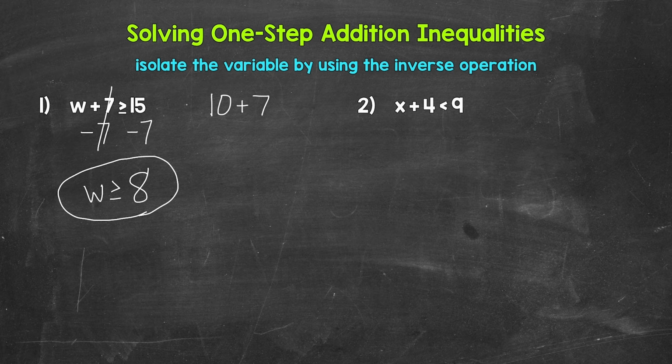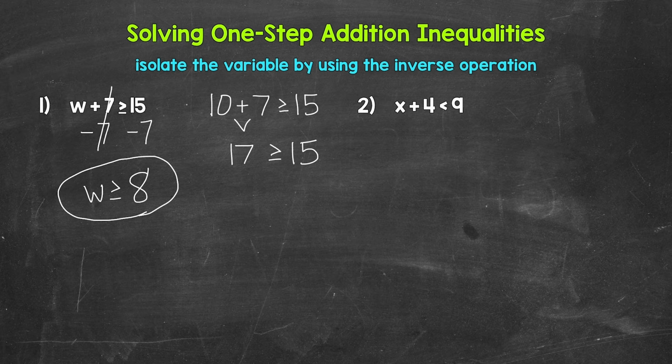So we have 10 plus 7 is greater than or equal to 15. 10 plus 7 gives us 17. 17 is greater than or equal to 15. So 10 does make this inequality true, along with any other number greater than or equal to 8. So we are correct here. Our answer for number 1, w is greater than or equal to 8.